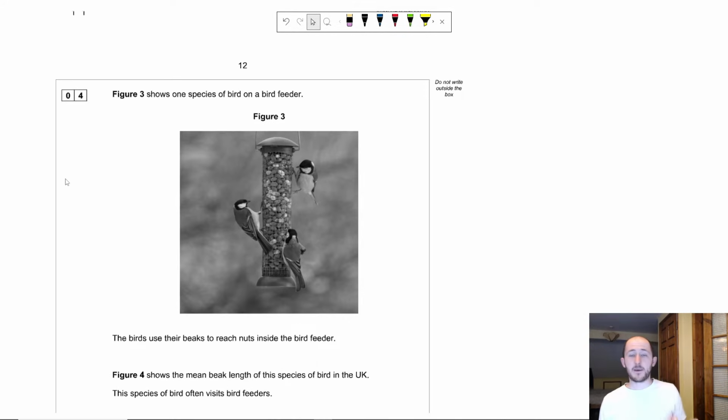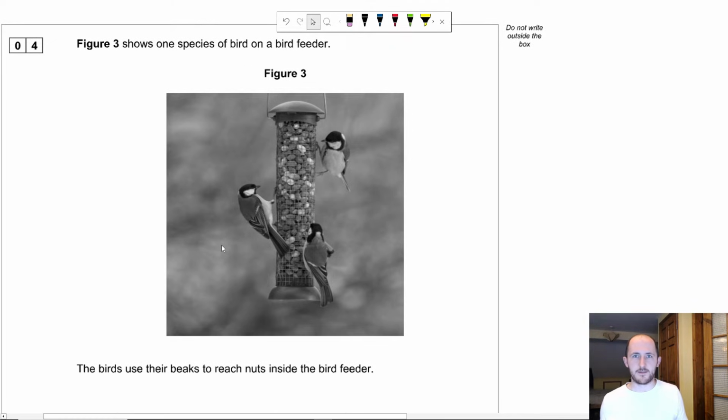Okay, and now we come on to my personal favourite biology topic, which is, well, at least for paper 2, evolution and genetics. I love this because I always thought evolution was pretty cool. So we have a species of bird on a bird feeder, and they use their beaks to reach nuts inside the bird feeder. Cool, fairly standard, absolutely adorable.